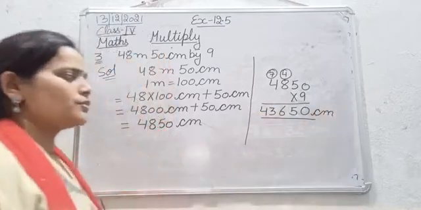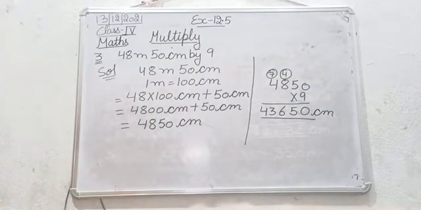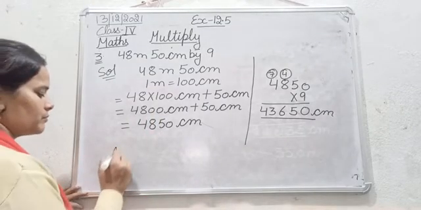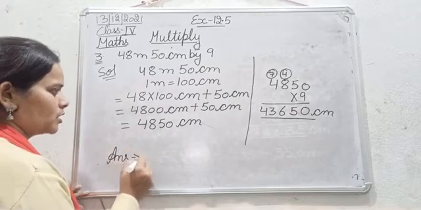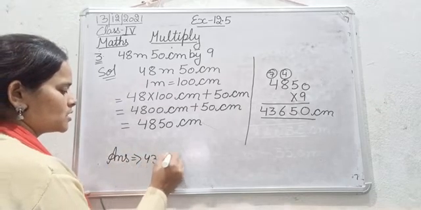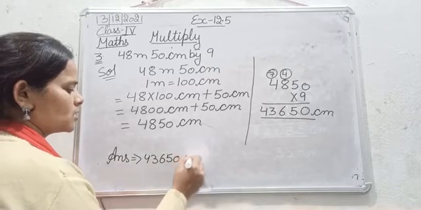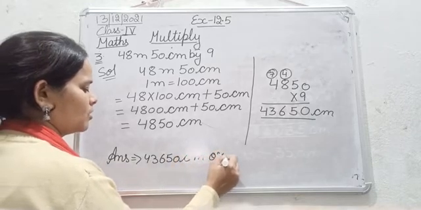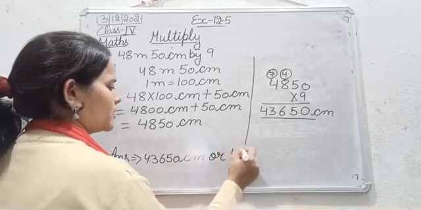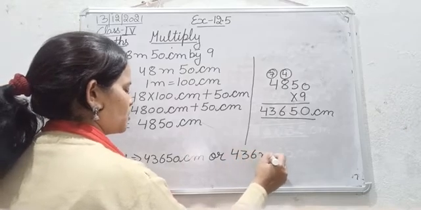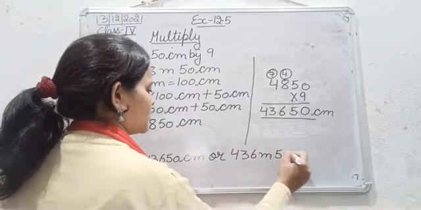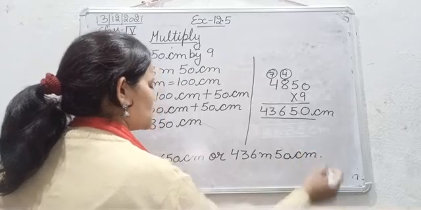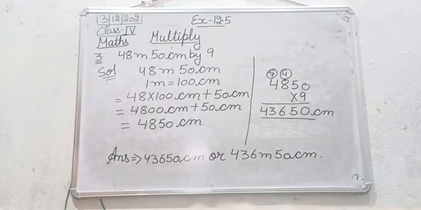Okay, so the answer is 43,650 centimeters. So after multiplication we got 43,650 centimeter, or 436 meter 50 centimeter. Okay. So this is the answer for question number 3. You can pause it here and note it down in your notebooks.